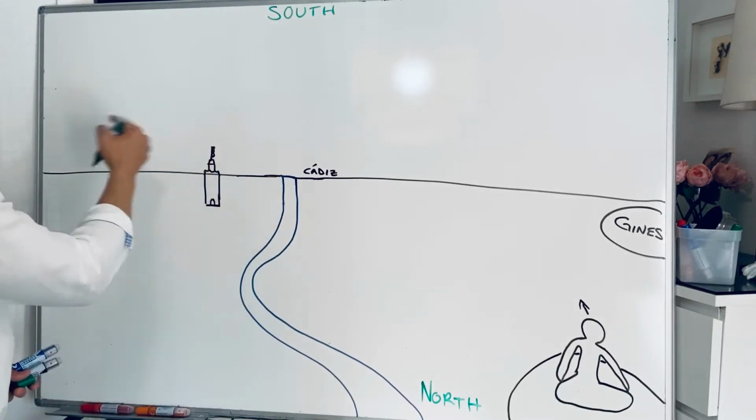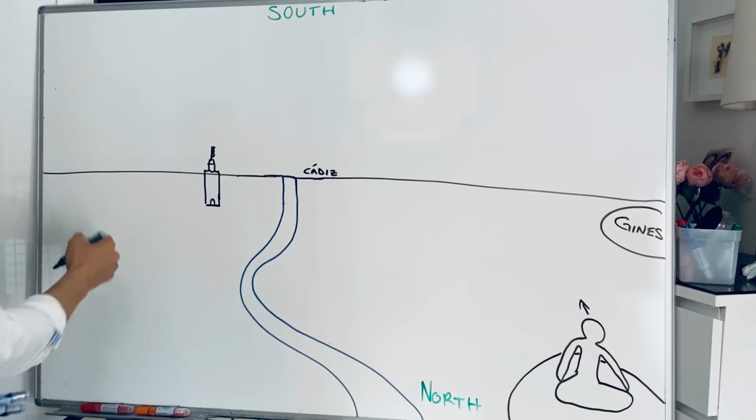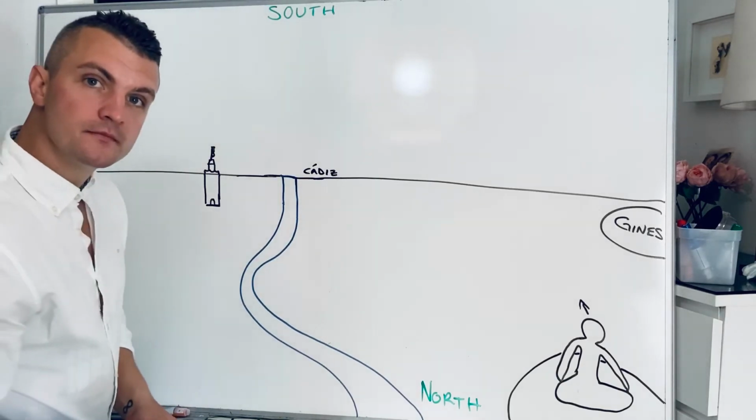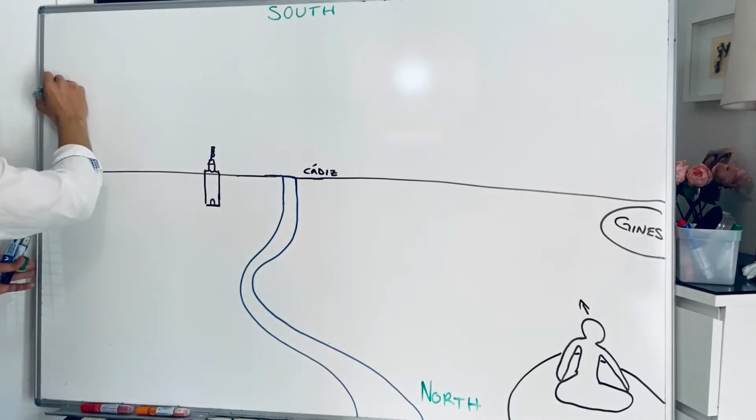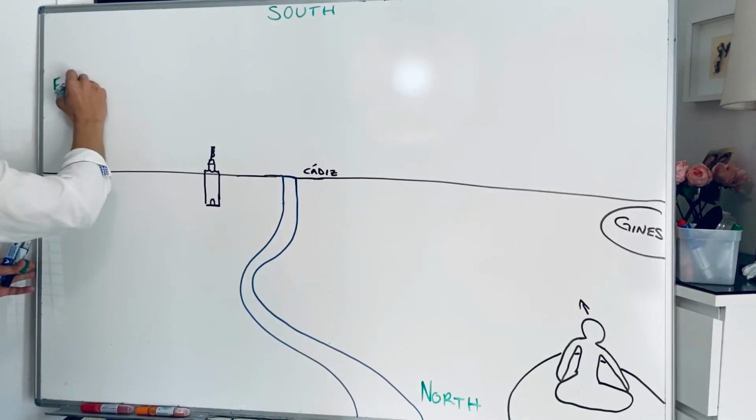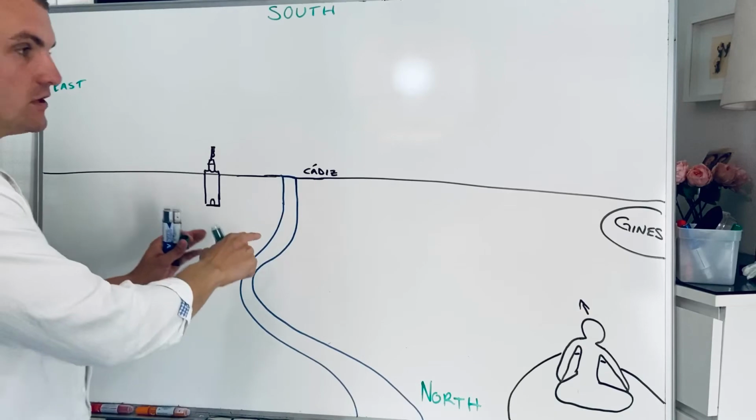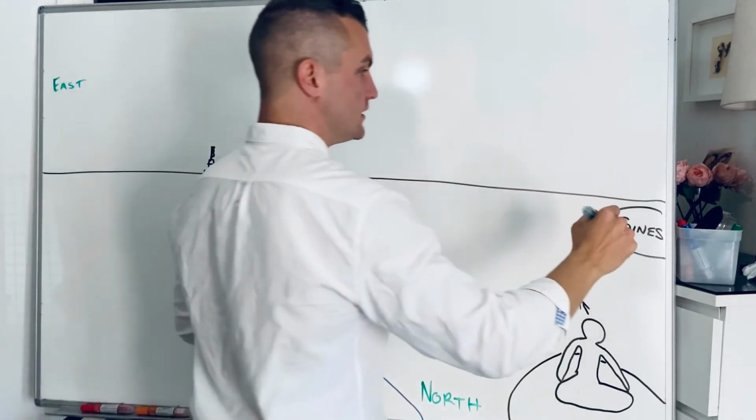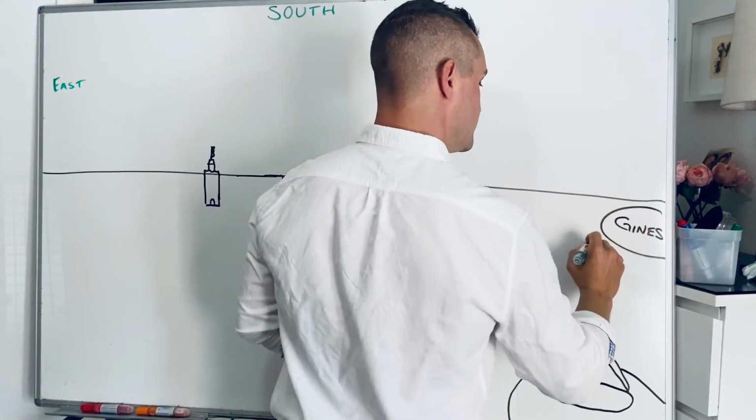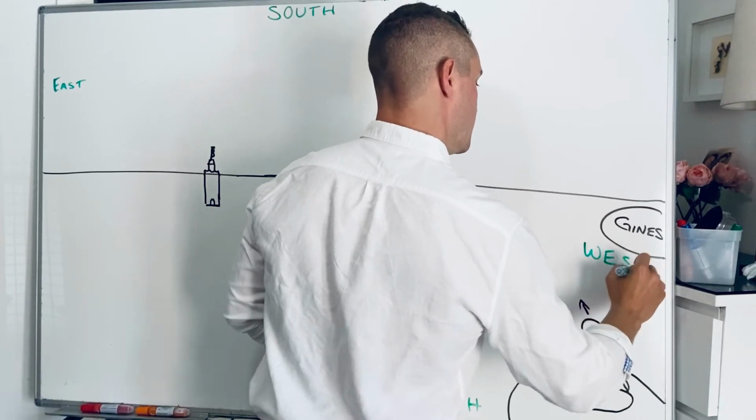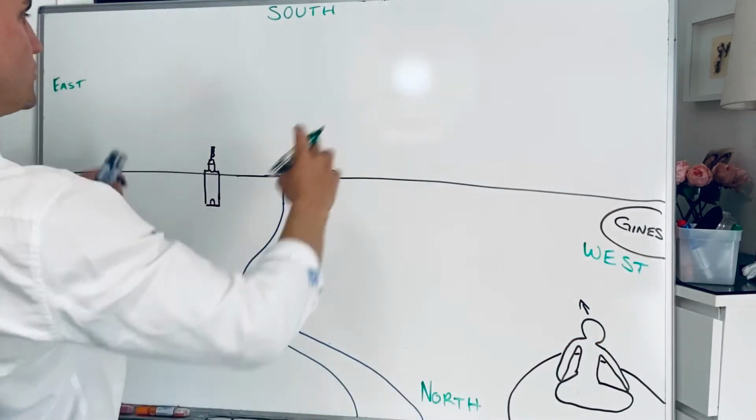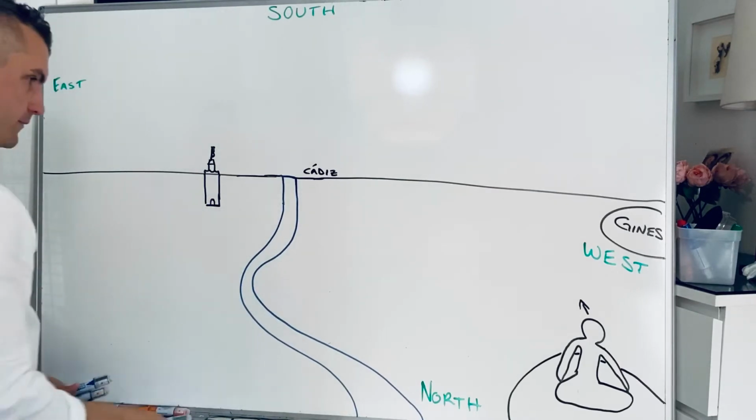We know that this side is going to be east or west? Correct. It's going to be east. And Gines, in relation to Sevilla, is always going to be towards the west. Here we're going to write west. We didn't write it right here because we're going to do a special drawing.